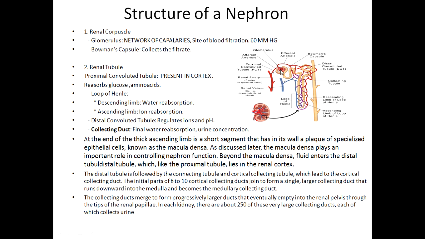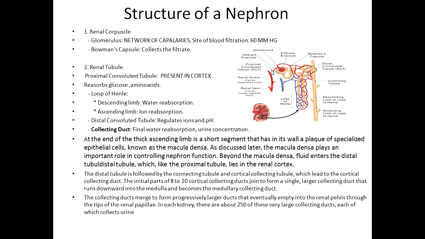And what happens here? It is a site of blood filtration. The blood that enters the glomerulus through the afferent arteriole is filtered here. So this glomerulus is the place where blood filtration occurs. Here the hydrostatic pressure is about 60 mmHg, which is very large compared to the other arterioles present in the body. Then only the filtration will occur.